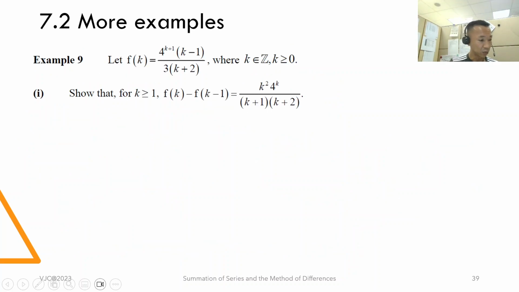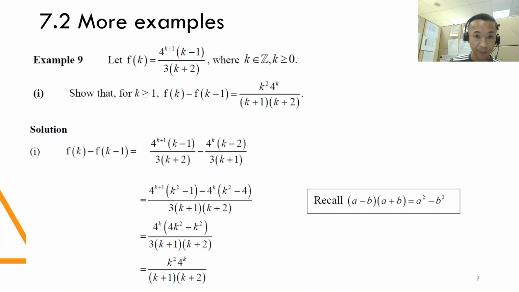Some more example. Let's look at example 9. Pardon, this video may be a little bit longer, but please hang on. Right? You need to show that for k larger than 1, this f(k) minus f(k-1) is this. Now, f(k) is some complicated looking thing. I'm not going to focus so much on this exercise. Why? Because it's all algebraic manipulation. You just make them into a common denominator, blah, blah, blah. I want all of us to just accept that this one is just algebraic manipulation, which is not difficult.